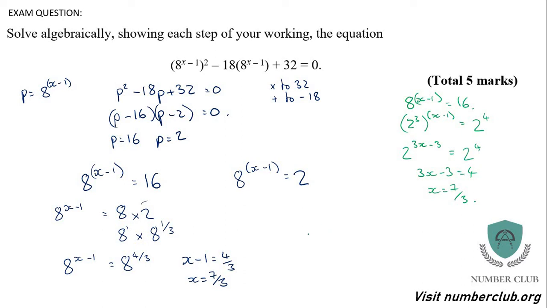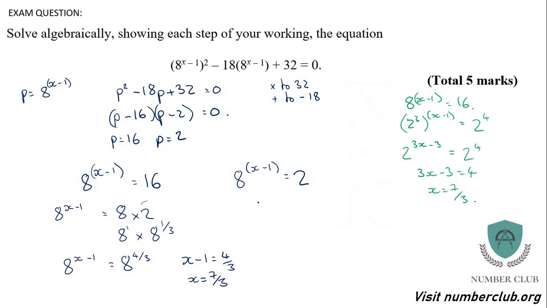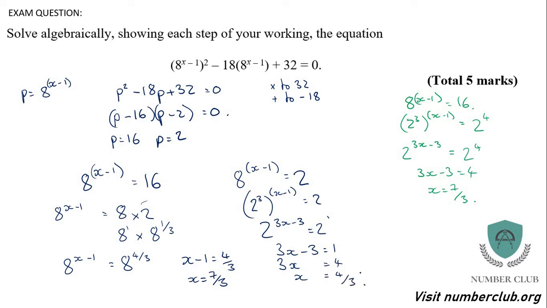There are two ways to really go about that one. I'll show you this using the same powers of 2 approach, but you might have done it a bit differently as well. We've got 2 cubed raised to the power of x minus 1 equals 2. 2 to the power of 3x minus 3 equals 2 to the power of 1, obviously. So 3x minus 3 equals 1. We're going to end up with 3x equals 4, x equals 4/3. Okay, there's your exam question done.